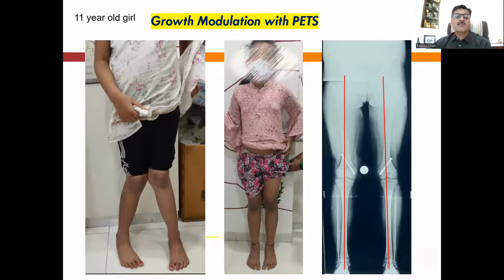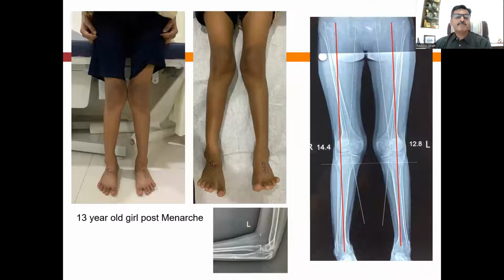Avisha and Mandar Agashe, my friends from Mumbai. For this girl of around 10 years, who had very limited growth, they used the PET screw, and the deformity got corrected fairly fast, and then they removed it.